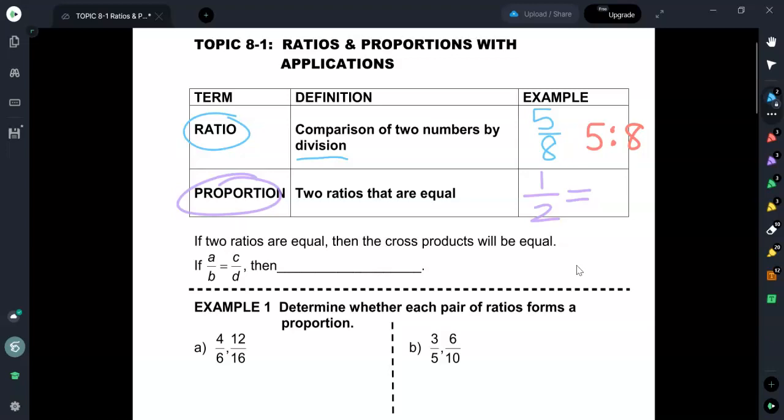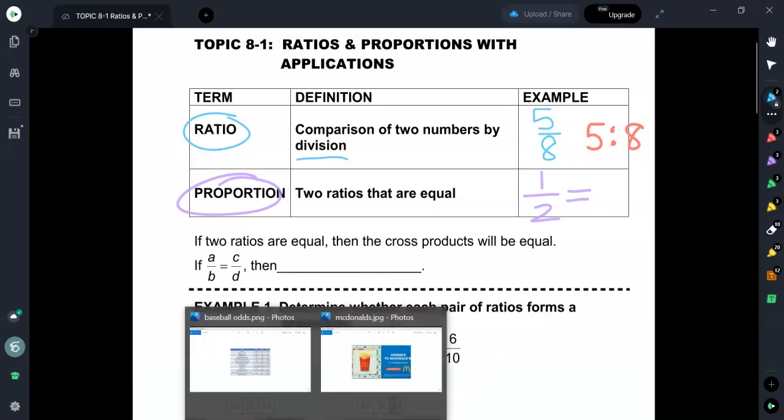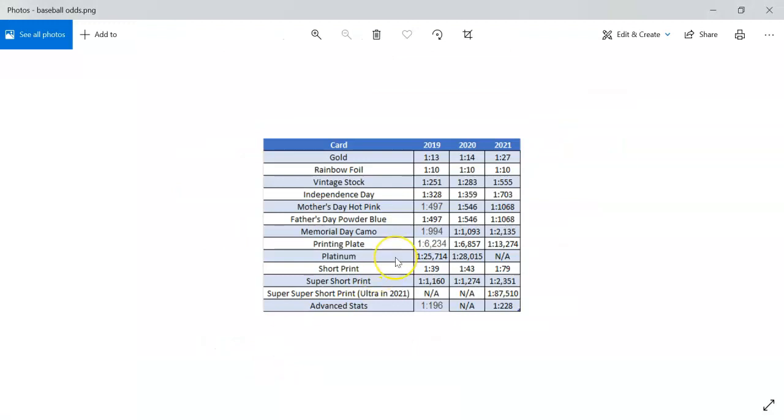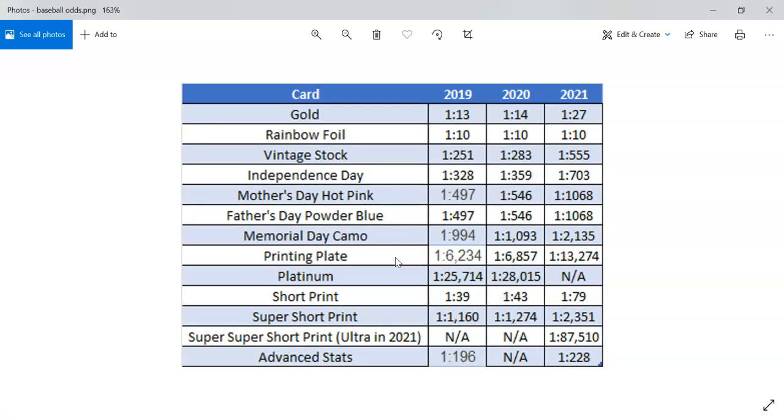And here are some common examples I'm going to show you. Let me pull up some of these pictures. If you have ever collected any kind of cards, baseball cards, Pokemon cards, Dungeons and Dragons, anything, you'll see these written on the back of the packages. These are actually ratios, and what they tell you is your chances of pulling one of these special cards.